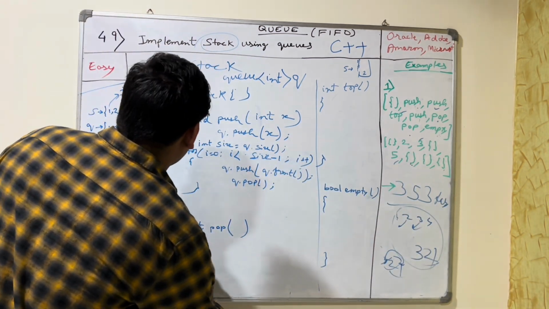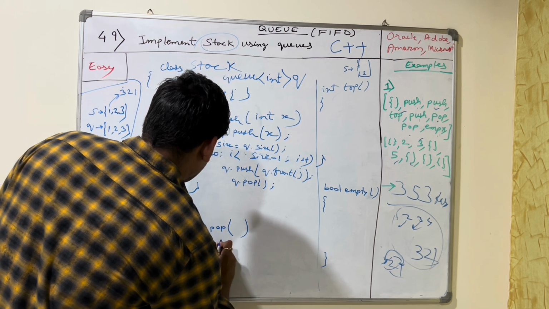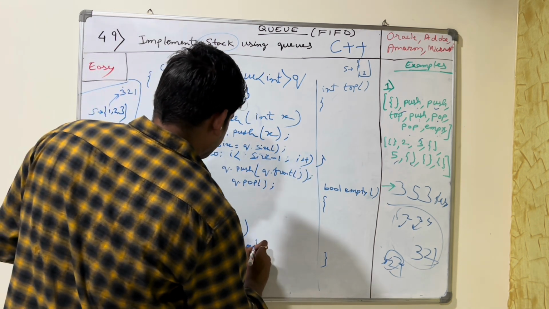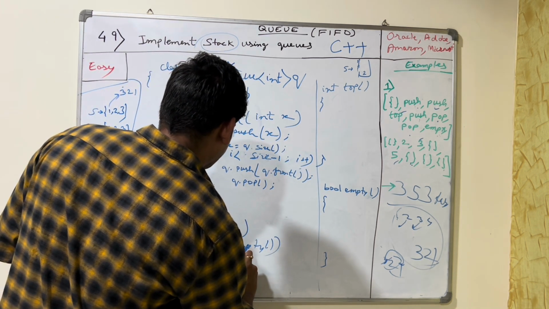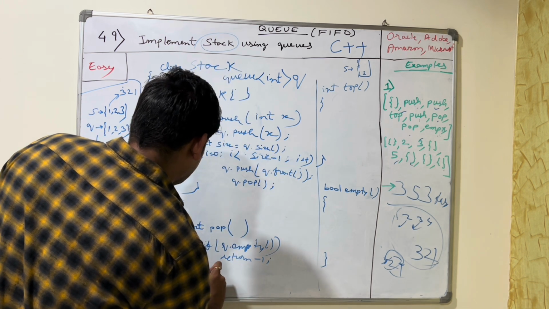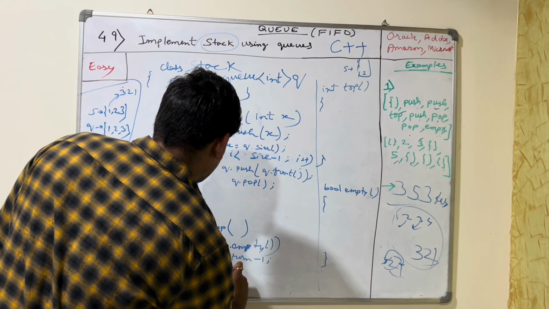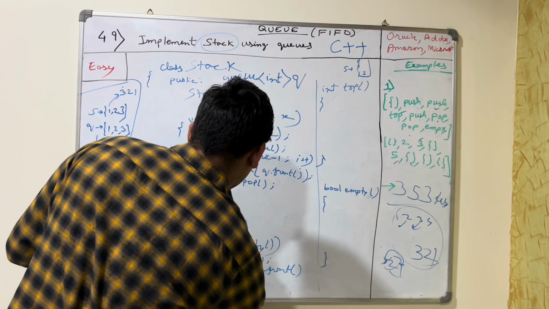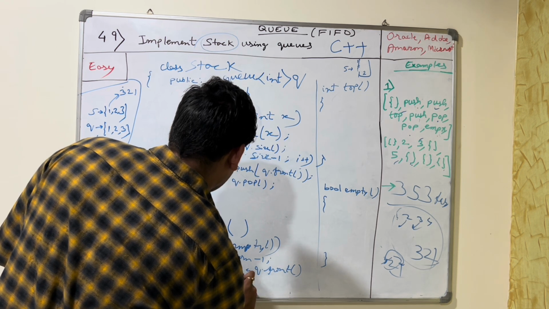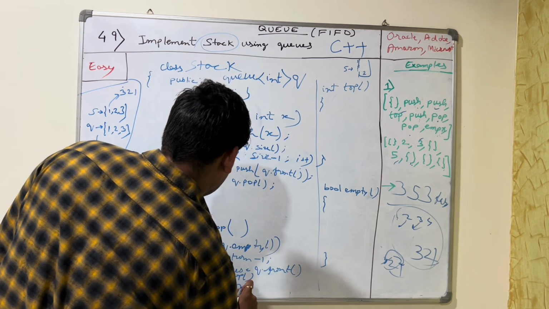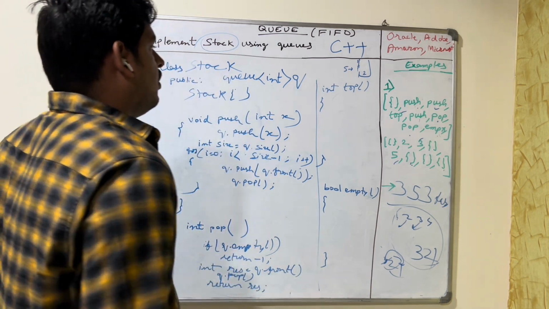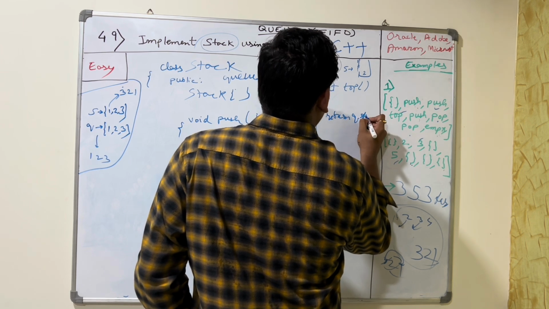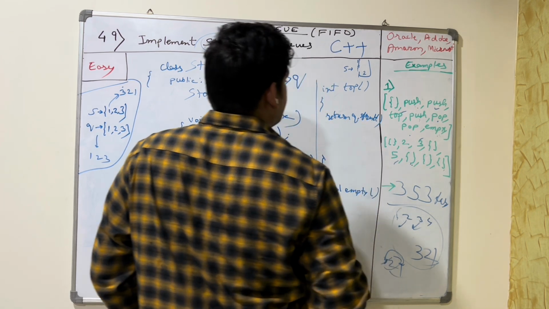So for popping out, what we'll do, normally, if q is empty, then we should return -1 by default, or else int result equal to q dot front, and then q dot pop, and then return result. Okay. So for printing the top element, we just need to print q dot front. So for stack, we had stack dot top.